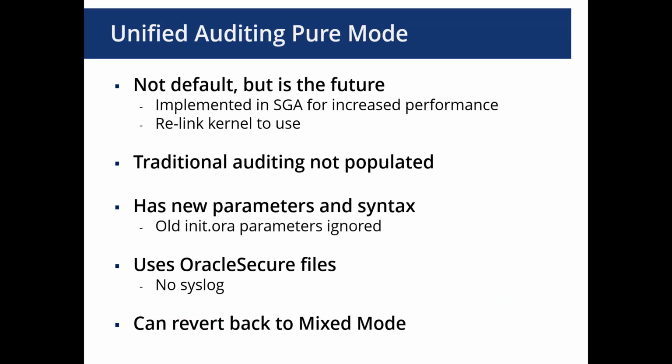So pure mode, again, this is not the default, but Oracle is positioning this as the future. Why would you think about pure mode? Well, how Oracle has rewritten auditing to be done through the system global area is really a marked increase in performance. In the prior mode, auditing always had an overhead cost against performance. Now with pure mode, how Oracle has written that is going to lift that largely. However, to use pure mode, you do need to relink the kernel to use it.